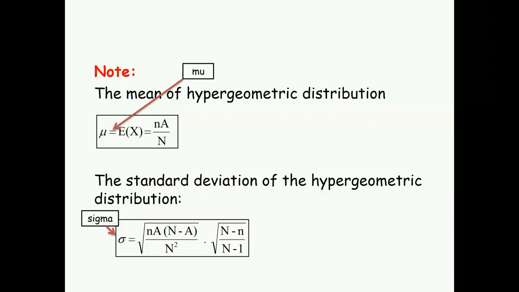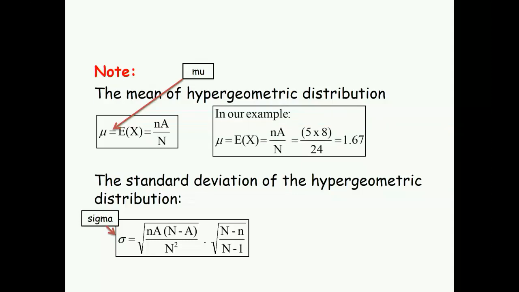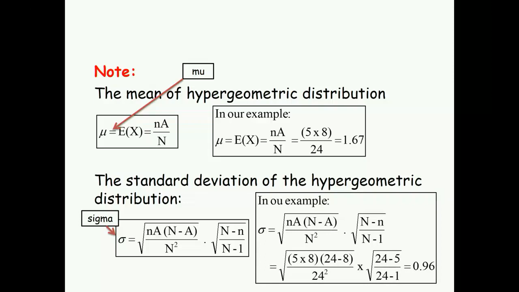So the mean of the hypergeometric distribution, you could calculate this way. n is 5, A is 8, N is 24. So you could calculate it. The standard deviation, you could calculate also. This is times n, 8. No, n is 5. This one is 8, 24 minus 8, N squared, 24 squared, times, you follow all this formula, and it would be 0.96.